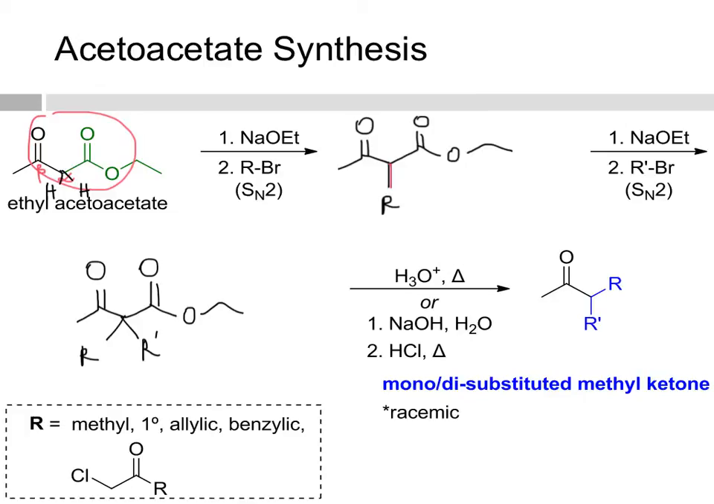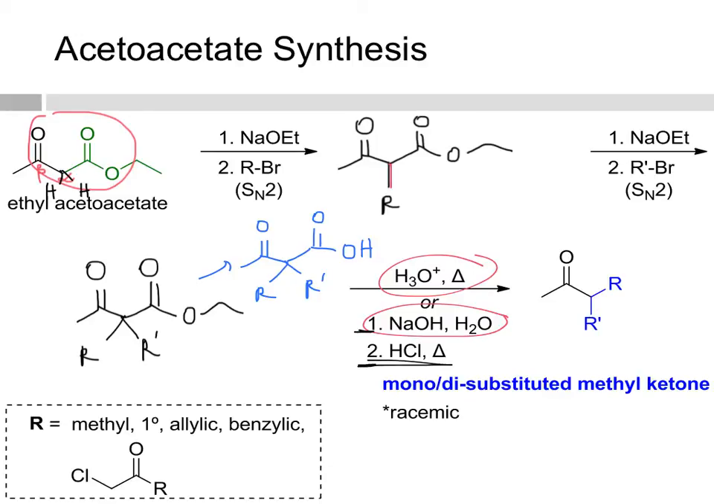In the final step, what we're doing is we're converting this ester to the corresponding carboxylic acid, and then we're doing a decarboxylation. We can form this carboxylic acid either in this step with acid hydrolysis or in this step with base saponification. If we use base saponification, we need to then follow it with strong acid and heat, and that is going to remove the elements of carbon dioxide in order to form this final product.